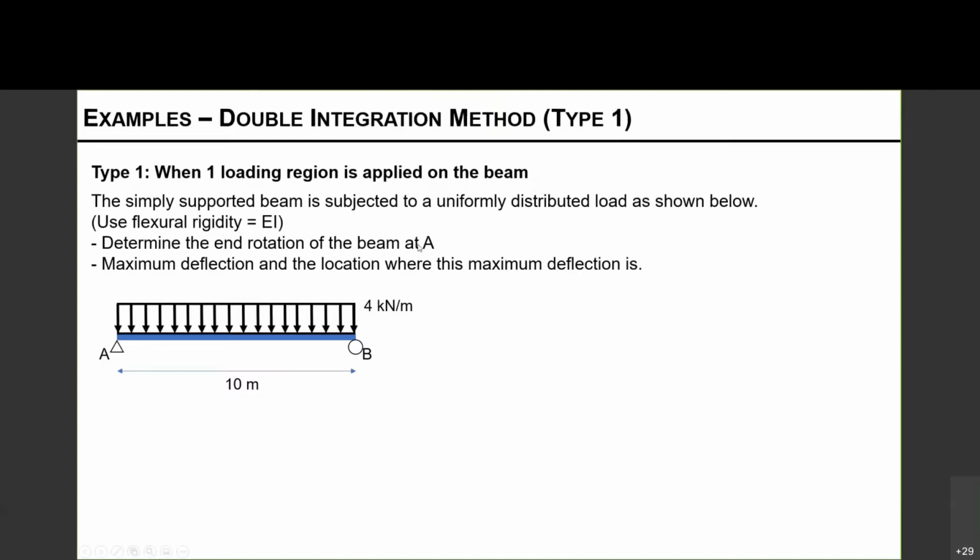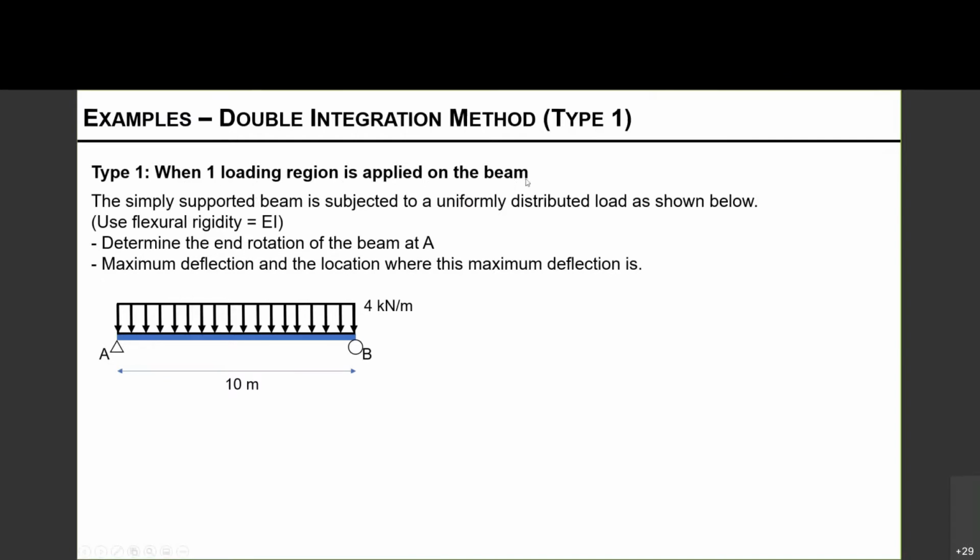In this example, let's explain it. So I will be doing 3 types of examples, okay? 3 different types. So this is type 1. Type 1 is when one loading region is applied on the beam, right?